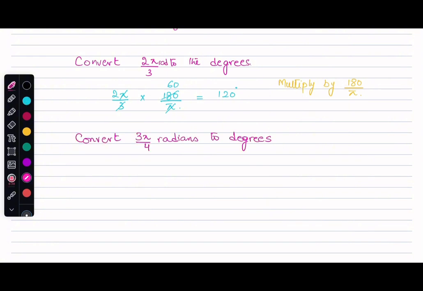So let's convert 3 pi by 4 radians to degrees, and here again I should know that I need to multiply 3 pi by 4 by 180 divided by pi, and simplifying them I should be getting here 135 degrees. So this then shall be my answer for the conversion of 3 pi by 4 radian to degrees as 135 degrees, and the conversion of 2 pi by 3 radian to 120 degrees here.